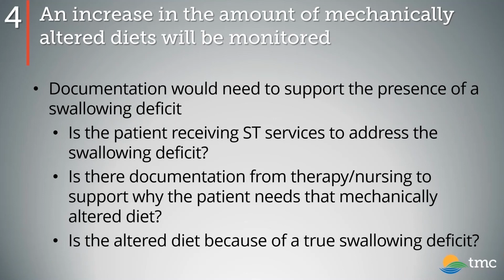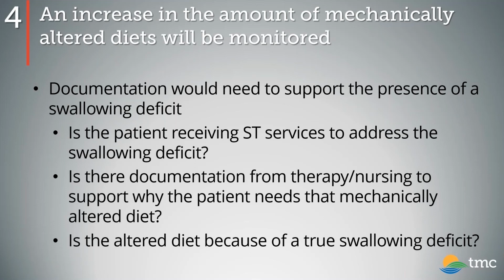If we've triggered on the MDS that there is a swallowing deficit and they've got this altered diet, but speech isn't involved in any way, that will need to be explained why, and they're going to be really wondering why speech therapy wasn't involved. But if speech is involved and they're looking at that documentation, they're going to want to see more than just this patient is on swallowing therapy in order to decrease their risk of aspiration. They want to see the real detail of what led to the diet change.